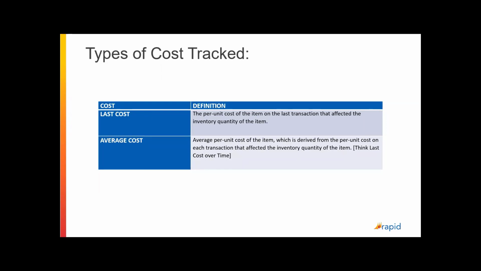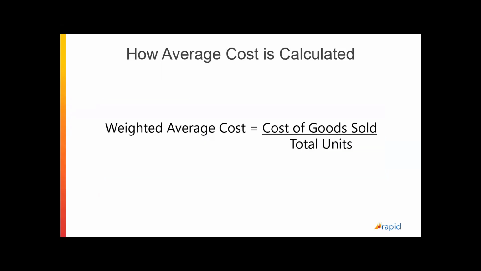And speaking of average cost, we'll go ahead and define that. So an average per unit cost of the item, which is derived from the per unit cost on each transaction that affected the inventory quantity of that item. And then we put in here, think last cost over time. So the type of average cost that Counterpoint actually uses, because like Jason said, there's the LIFO and FIFO method. Counterpoint uses the weighted average cost.